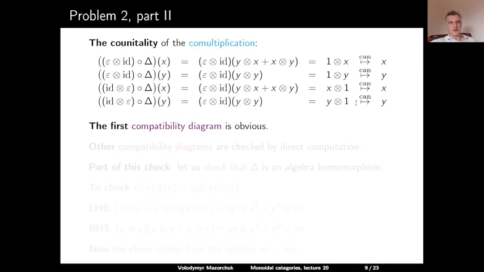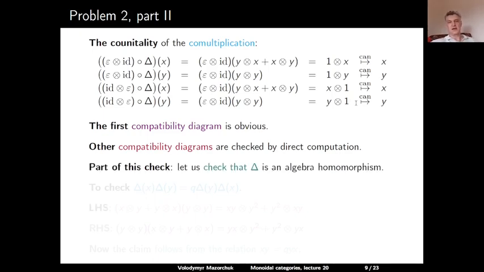So the first compatibility diagram, that the unit and then the co-unit is the identity on the field K, is directly obvious from the definitions. And the other compatibility diagrams are easily checked by a similar direct computation. So a part of that is actually to check that delta is an algebra homomorphism. This we can check from the definitions immediately in the following way.